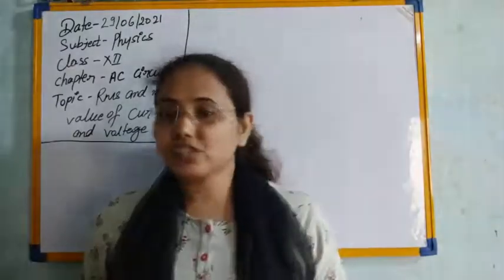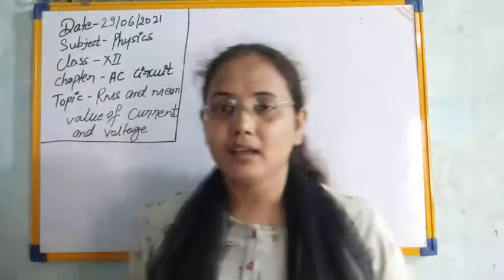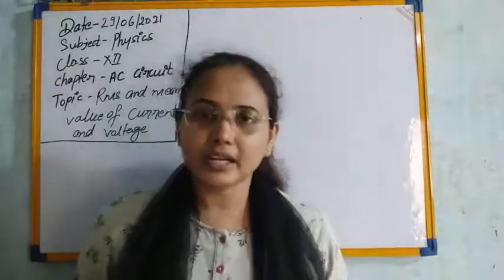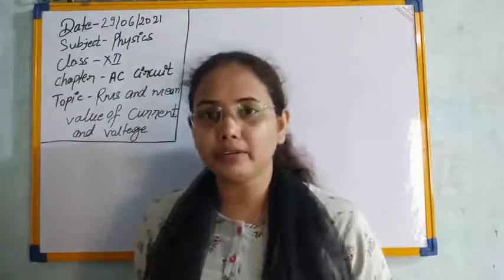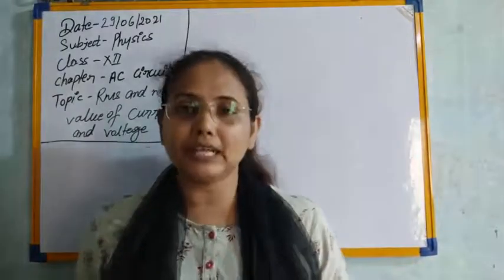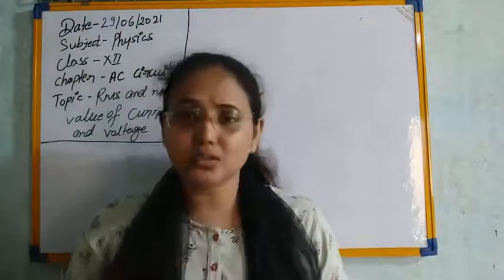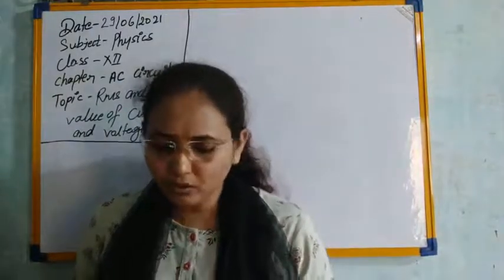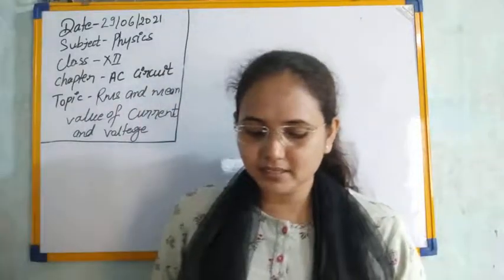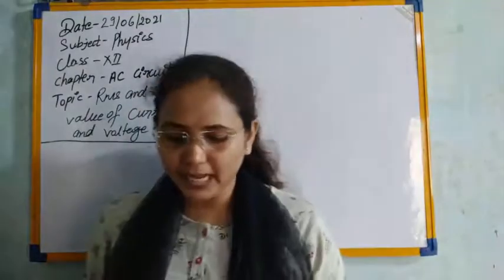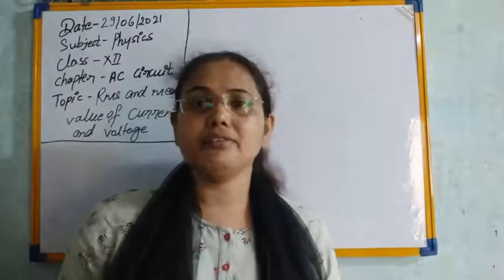The next topic we are going to study is the mean value of current and the mean value of alternating voltage. The definition is: the value of DC which sends the same charge in the circuit, in the same direction and the same time, as is sent by the AC itself in its half of the time period.